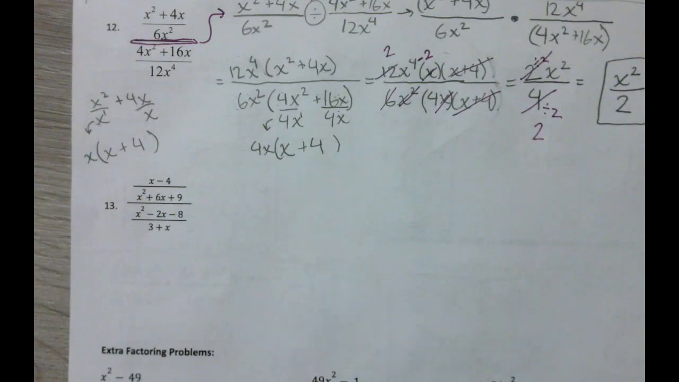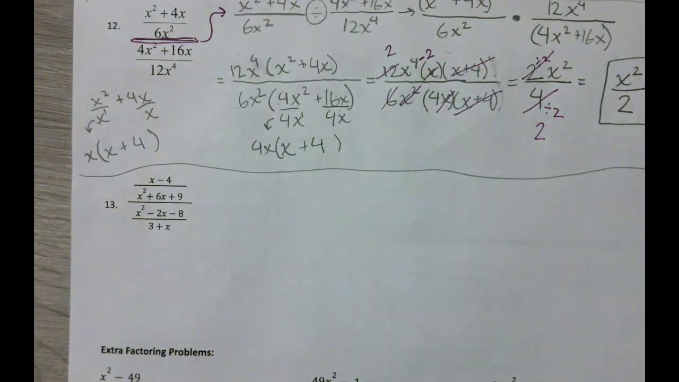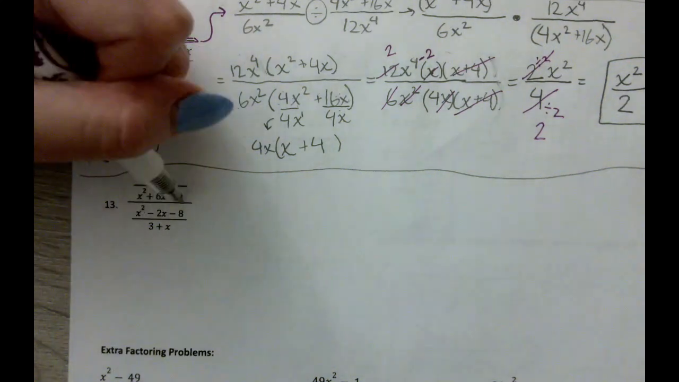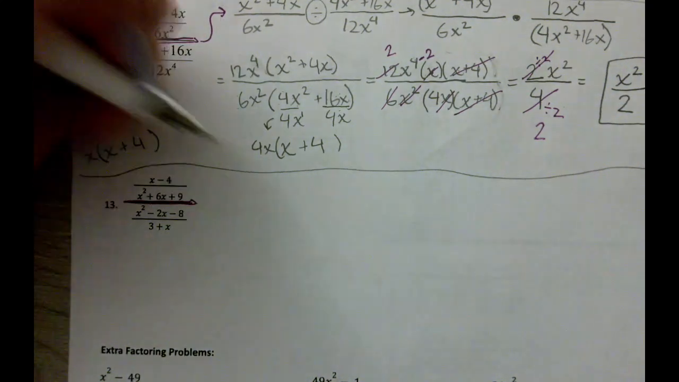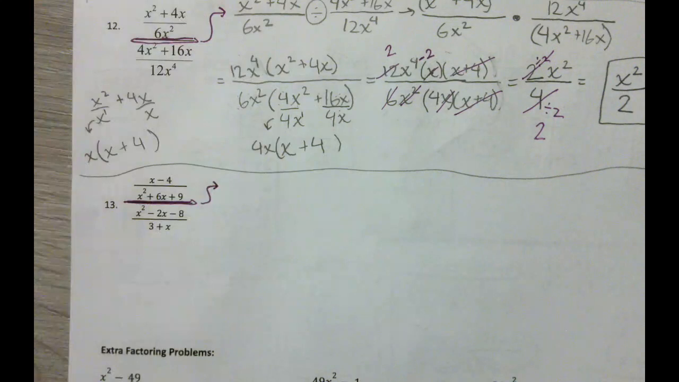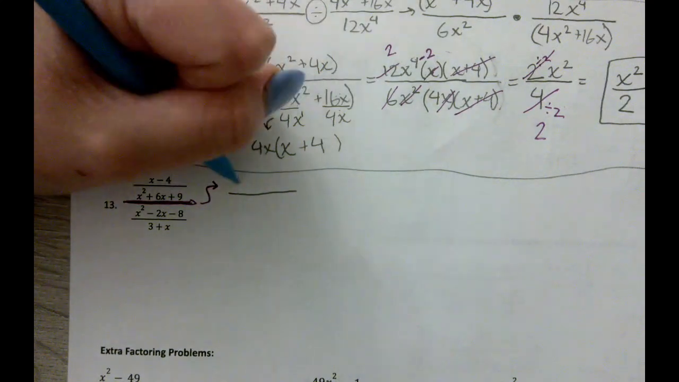All right, last one of the big problems, and then we'll do some quick factoring problems. One more time, we have a complex fraction. That is a fraction divided by another fraction. Identify the division line. Write it twice. Write it as division and then keep, change, flip. This will help you avoid mistakes.